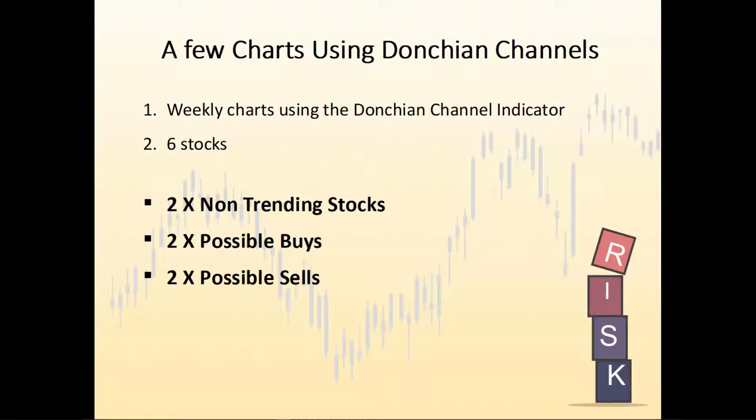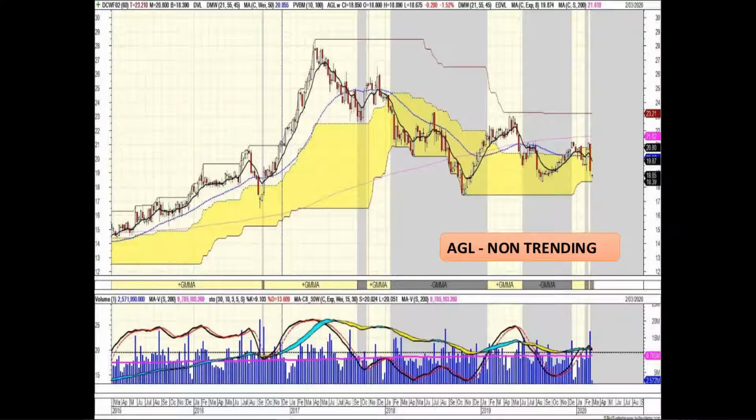What I'm going to do is just have a look at a few charts using the Donchian channels. Two are non-trending. Remember, these were at the last couple of days of February. Two are possible buys and two are possible sells. So if we go to the next one, and this is the way I use my chart.